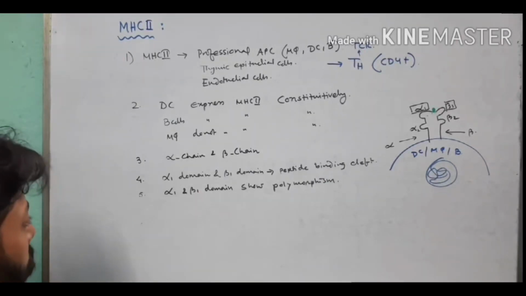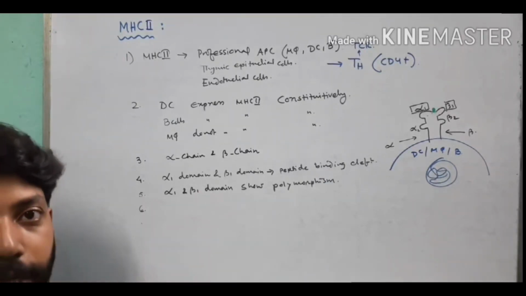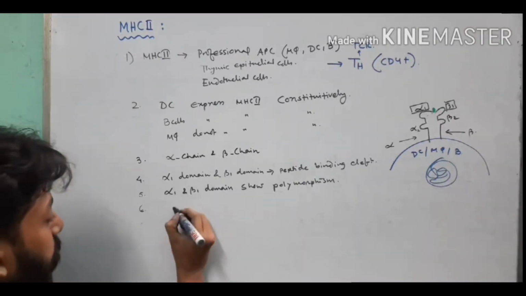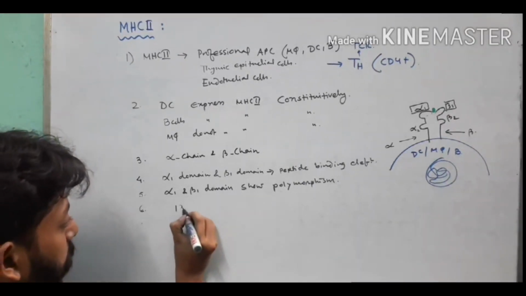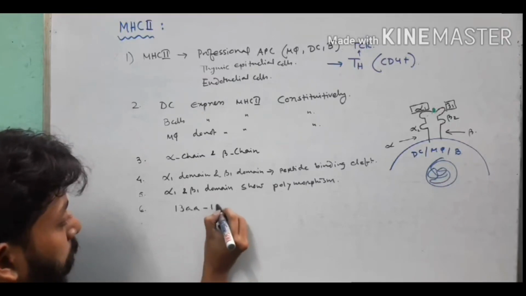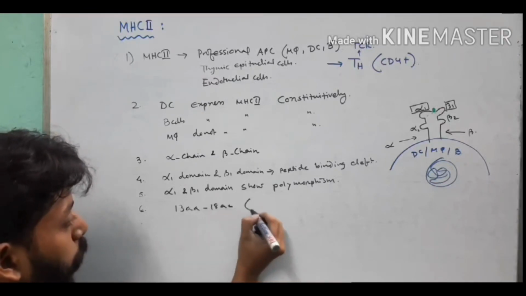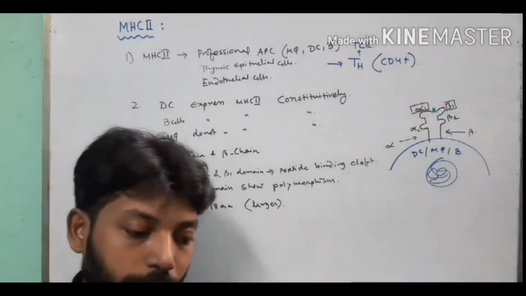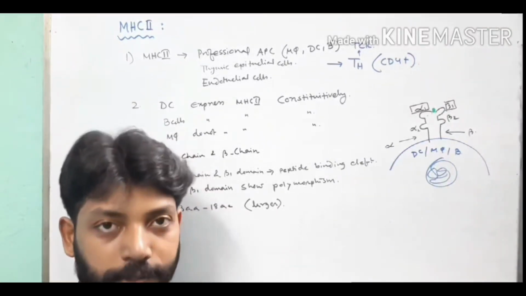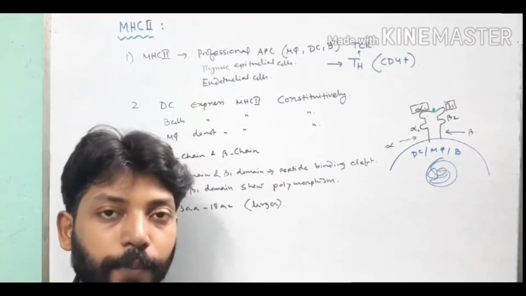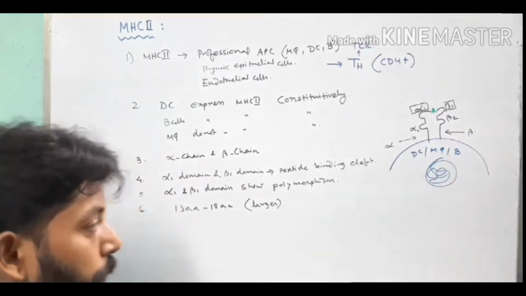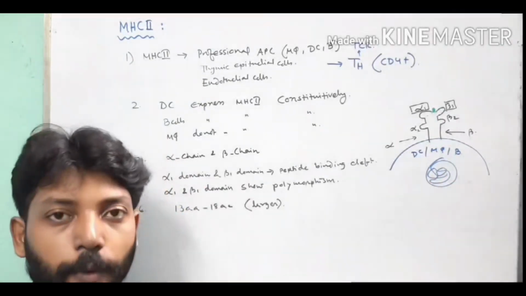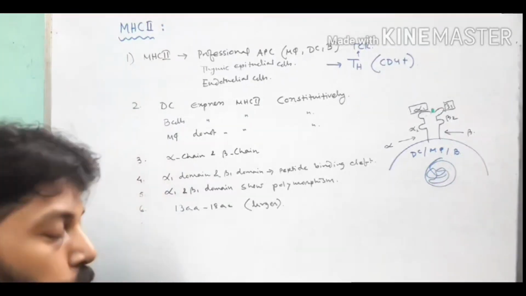And another point you have to remember, the size of the peptide that can bind with the peptide binding cleft. The range is 13 amino acids to 18 amino acids, or it could be larger. In case of class I MHC molecule, I have mentioned that only 8 to 10 amino acid peptide can bind in the peptide binding cleft or groove. But in this case, class II MHC molecule can accommodate a larger size of peptide molecule.